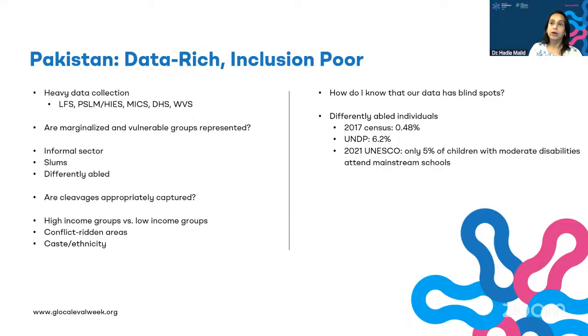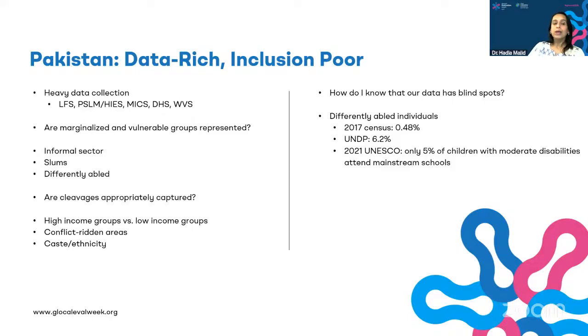We have a very high level of cross-sectional data available of the LFS since 1990. I mentioned the MICS and the DHS earlier. Unfortunately, the fate of these surveys is not necessarily very clear at the moment. We have the World Values Survey. So if you start looking at how much our population is surveyed, it's quite a bit.